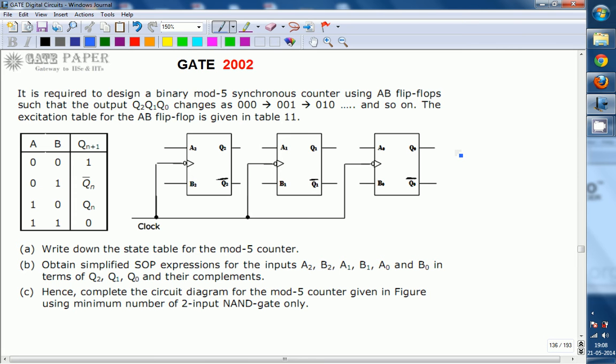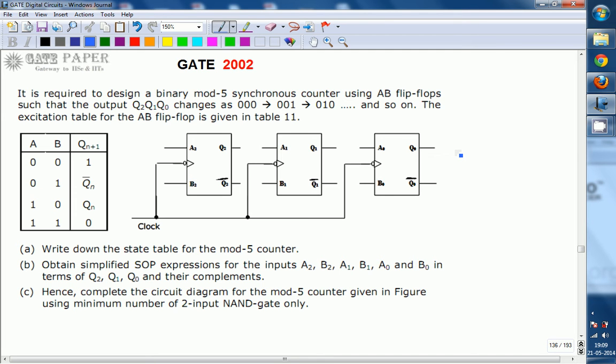And we are going to write down the state table for the modified counter. Next, obtain simplified SOP expressions for the inputs A2, B2, A1, B1, A0, B0 in terms of Q2, Q1, Q0 and their complements. C. Complete the circuit diagram for the modified counter using the minimum number of 2-input NAND gates only. You must use only 2-input NAND gates. Okay.